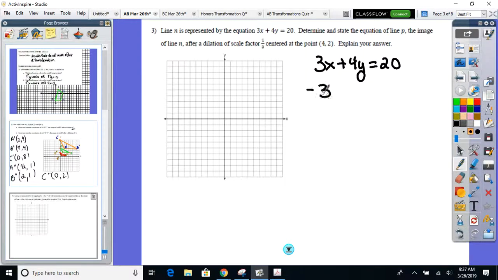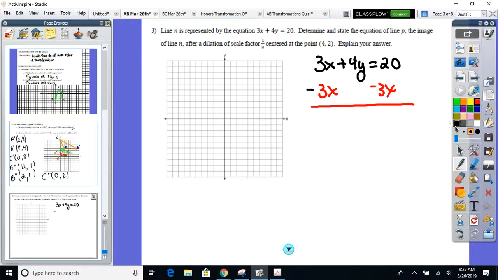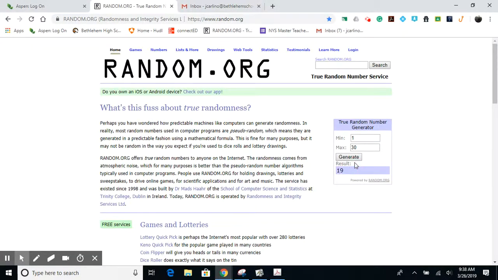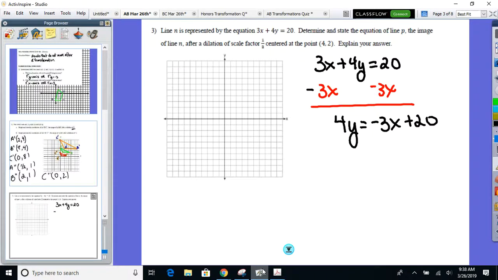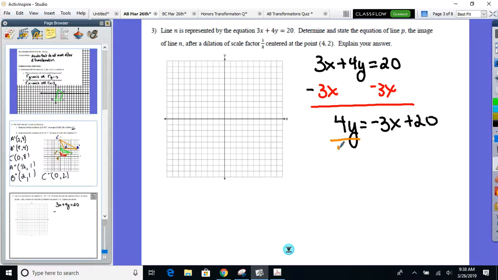All right, I like it. So I'm going to be left with 4y equals negative 3x plus 20. All right, next. 19, get that in y equals form. One more step. Oh, easy, champ. How are we doing it? Divide by 4. All right, go ahead.